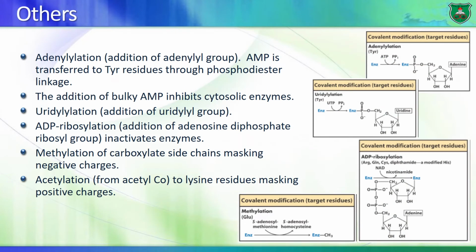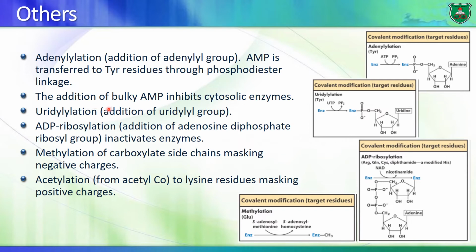Now there are other protein modifications in addition to phosphorylation. You can have what is known as adenylation, that is the addition of an adenylyl group right here. This is the adenylyl group right here. And usually you have the addition of AMP, that's this molecule right here, to tyrosine residues of proteins. You can also have uridylation, same thing.